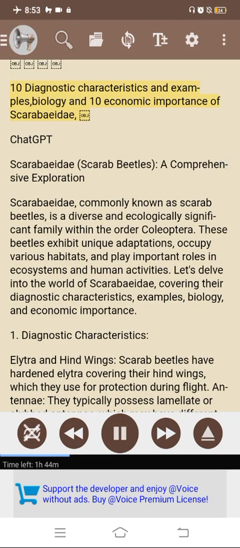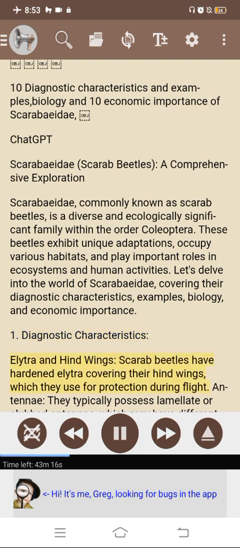10 diagnostic characteristics and examples, biology and 10 economic importance of Scarabaeidae. ChatGPT. Scarabaeidae, scarab beetles, a comprehensive exploration. Scarabaeidae, commonly known as scarab beetles, is a diverse and ecologically significant family within the order Coleoptera. These beetles exhibit unique adaptations, occupy various habitats, and play important roles in ecosystems and human activities. Let's delve into the world of Scarabaeidae, covering their diagnostic characteristics, examples, biology, and economic importance.